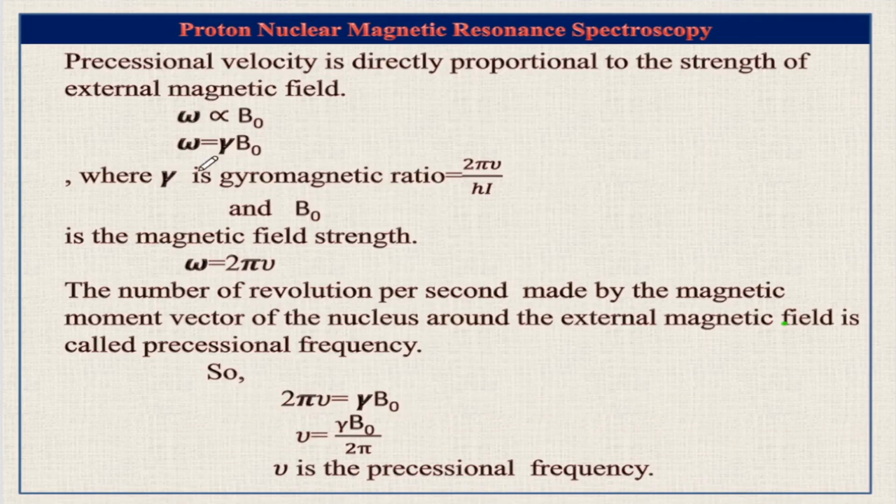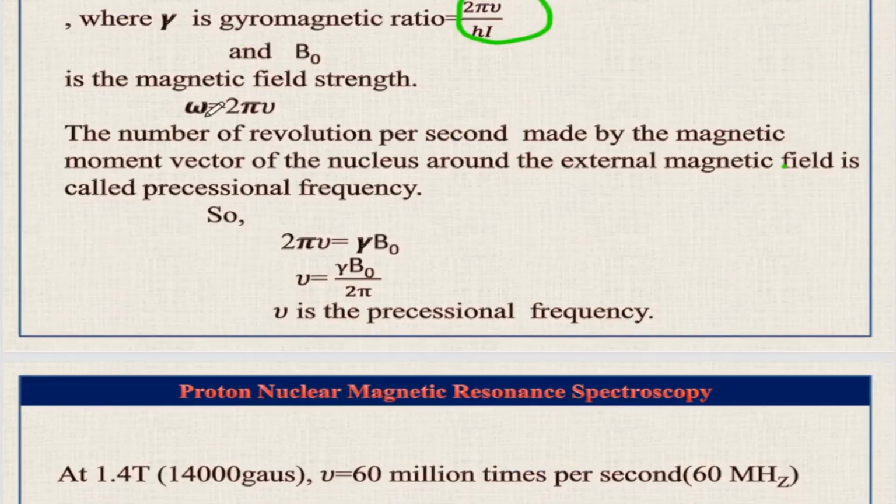And the precessional velocity omega is directly proportional to the strength of the applied magnetic field. Here omega is the precessional velocity. This is directly proportional to B naught, the strength of the external magnetic field. So omega is equal to gamma B naught. Gamma is the gyromagnetic ratio, and this is equal to 2 pi nu upon h I. So here omega is equal to 2 pi nu, the precessional velocity.